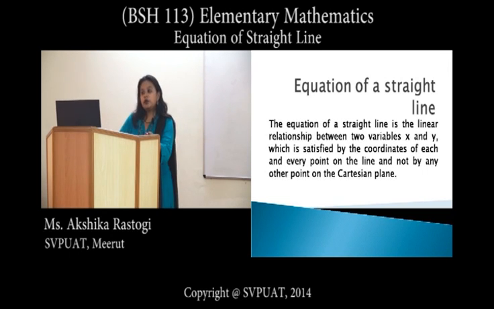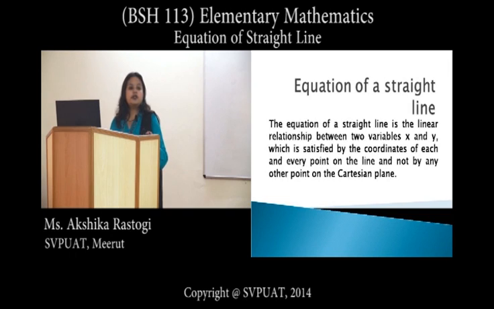So what is the equation of a straight line? The equation of a straight line is the linear relationship between two variables, that is x and y, and which is satisfied by the coordinates of each and every point on the line. Means whatever point lies on that particular line will satisfy that equation.